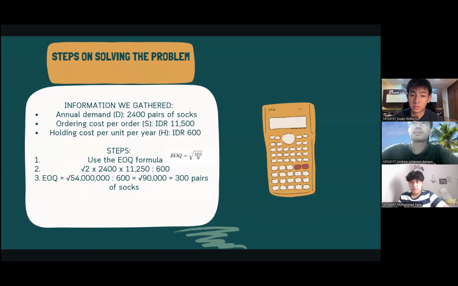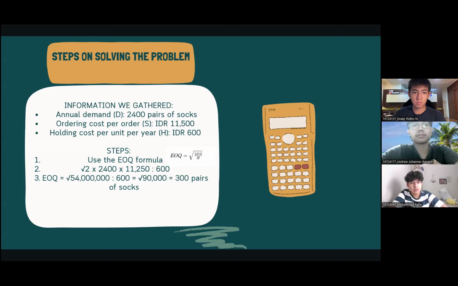Here are the steps that we thought would be best in solving the problem. The information that we've gathered is the annual demand of 2,400 pairs of socks. Ordering cost per order is around 11,250 rupiah. Holding cost per unit per year is 600 rupiah. The steps would be to use the EOQ formula mentioned before, and then solve it by inputting the formula and the numbers that are given.